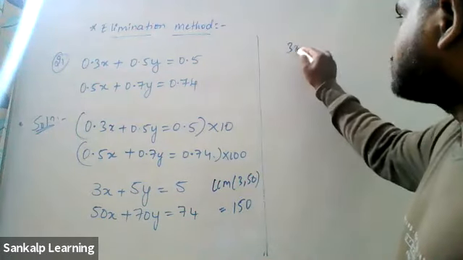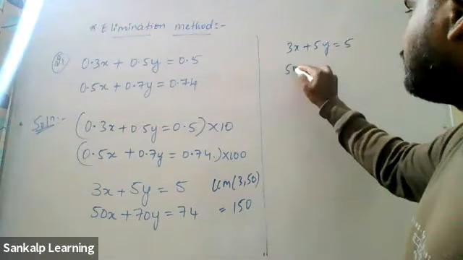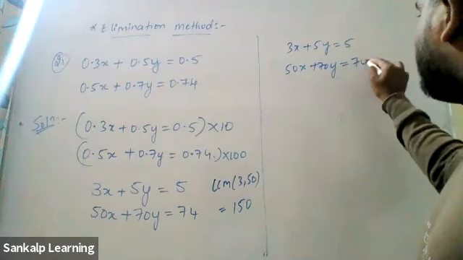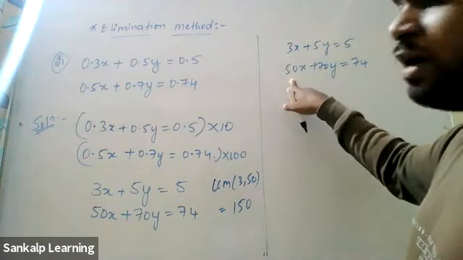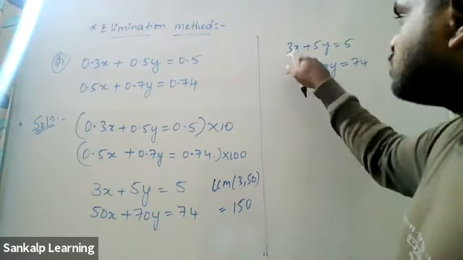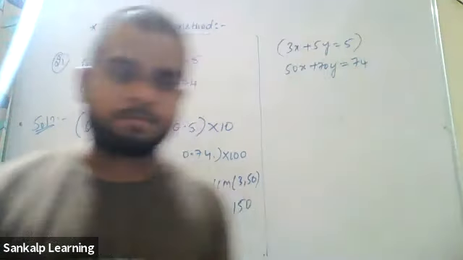So let's write 3x plus 5y is equal to 5. 50x plus 70y equal to 74. Now the LCM 150 has come, right? This 3 should also become 150, this 50 should also become 150. Okay. Now Ashrita, can you tell me what to multiply 3 with so that it becomes 150? 3 into what gives you 150?